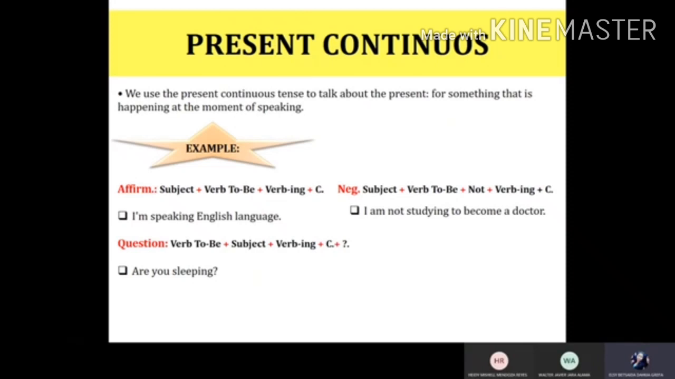In question form, the structure is the next: verb to be plus subject plus verb ing plus complement plus interrogative question. For example, are you sleepy?